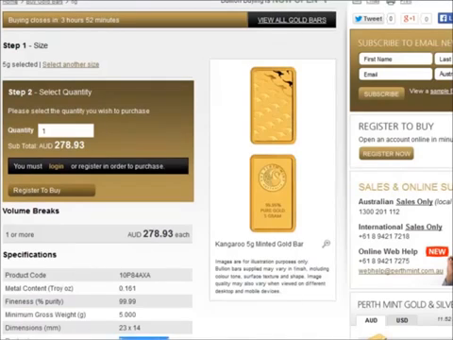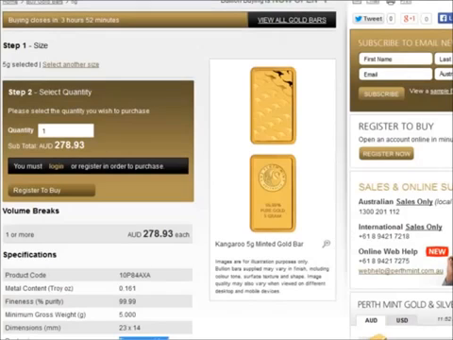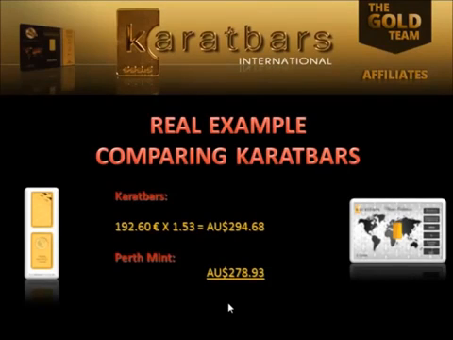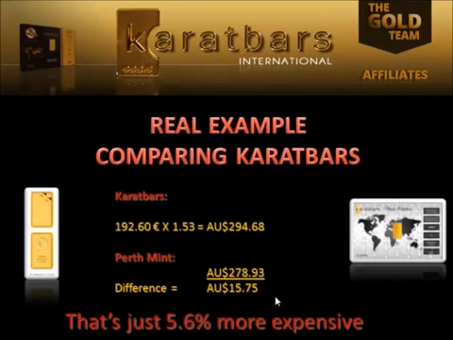So let's go back to our calculation. The Perth Mint price was 278.93. Just making sure I had that right, because I keep changing it. Yes, it's 278.93, that's correct. So what I'm going to do is subtract the two, and it turns out that the Karatbars is $15.75 dearer. But when you work that out as a percentage, it's really only 5.6% more expensive.